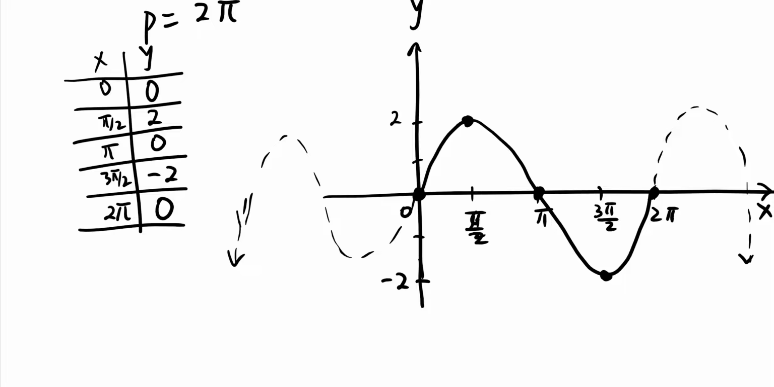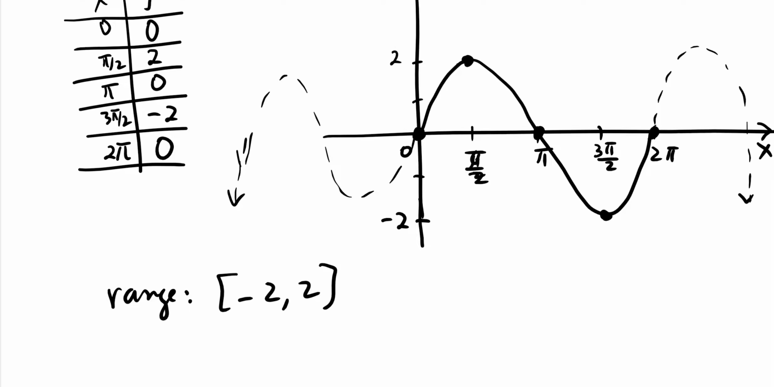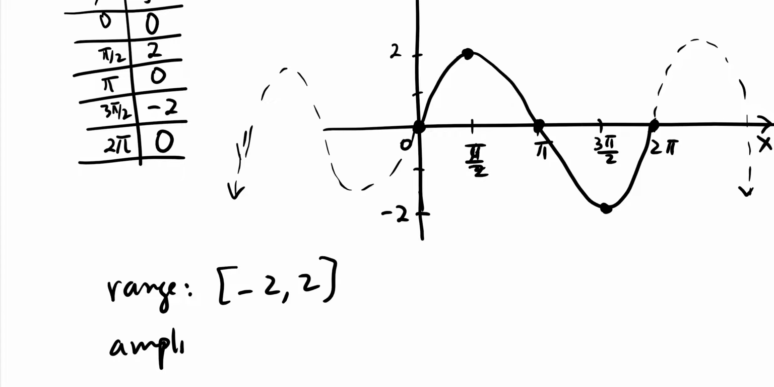So the domain stays the same. What happened? The range changed. The range is from negative 2 to 2. The amplitude changed. The amplitude now is 2. The x-intercepts are the same, the y-intercept is the same. Still, it's an odd function. So that's what happens.